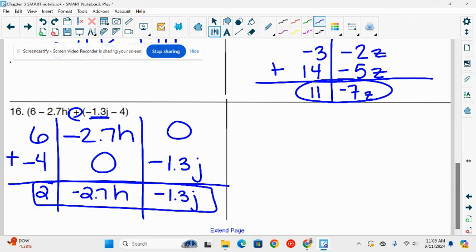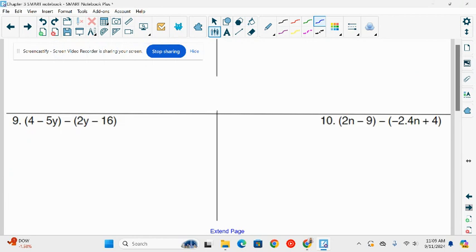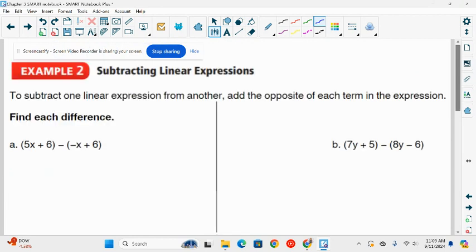Okay? Alright. Let's look at some subtraction now. So we've only been doing addition. Now we're going to look at some subtraction. We're going to have to go back two chapters ago to chapter 1. What was my rule for subtraction? Keep, change, opposite, or we're going to call it keep, change, change.